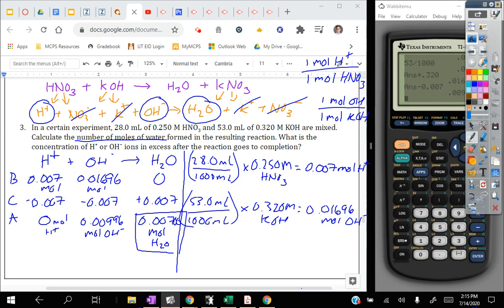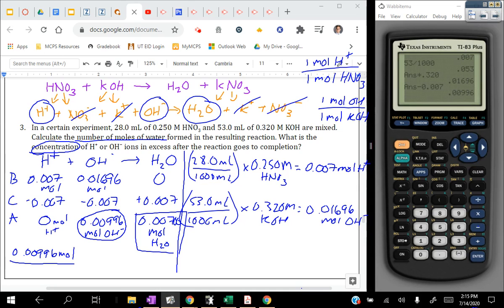So 0.00700 moles of water. Now, careful, this is asking for a concentration. I have the number of excess moles, but I need to figure out the concentration of excess OH minus, which means I need to divide these moles by the new volume of my solution. So my volume here, since I added 28 milliliters and 53 milliliters together, I'm going to add those volumes to figure out my new total volume.